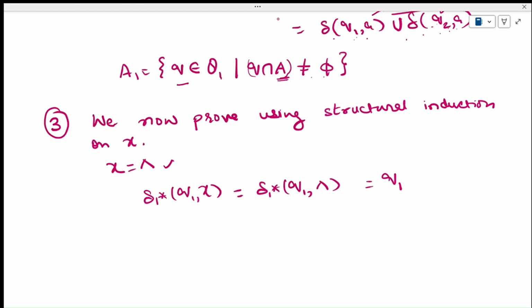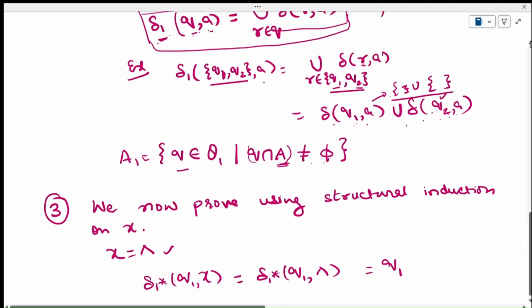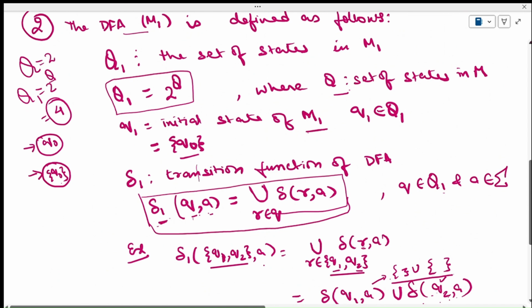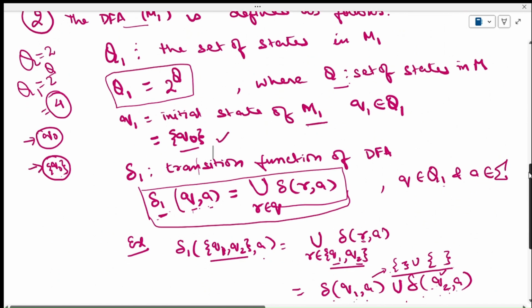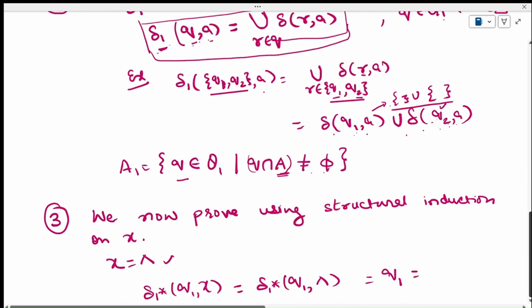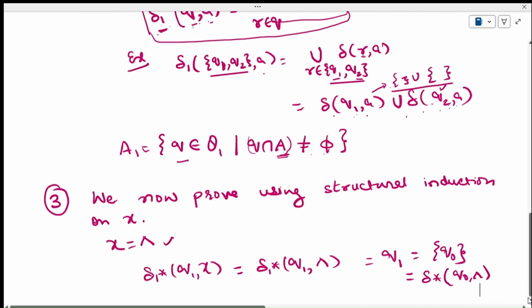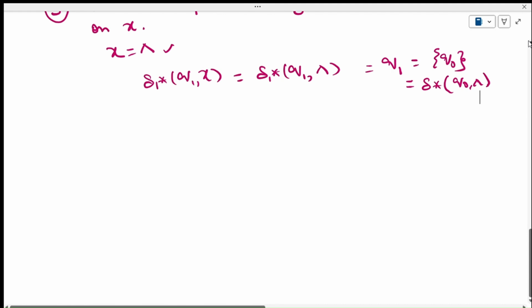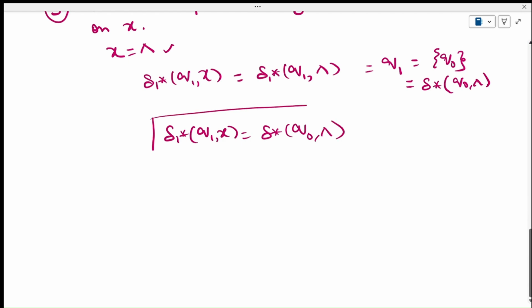And here we have q1 which is equal to q0. So q1 is nothing else but equal to q0, which is nothing else but equal to delta star q0 on reading null, by the definition of delta star of the non-deterministic finite automata. So by induction we have delta 1 star q1 comma x is equal to delta star q0 comma null when x is equal to null.